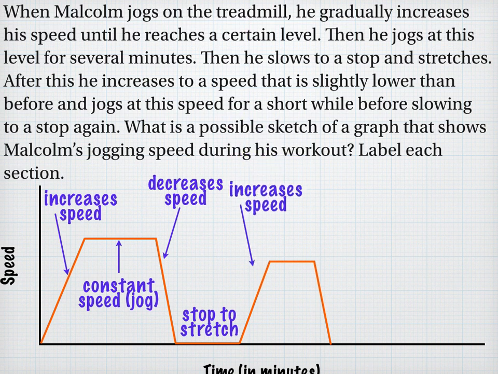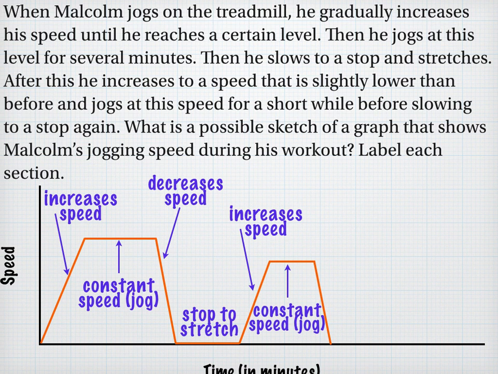It says then he increases speed, but to a slightly lower jog than before. So he's increasing his speed, but not as quick as he was in his first jogging part. And then he has a constant speed of a jog. And then he decreases his speed to a stop. So that's why my graph looks like that. I've labeled each part, showing the scenario that they laid out in the example.